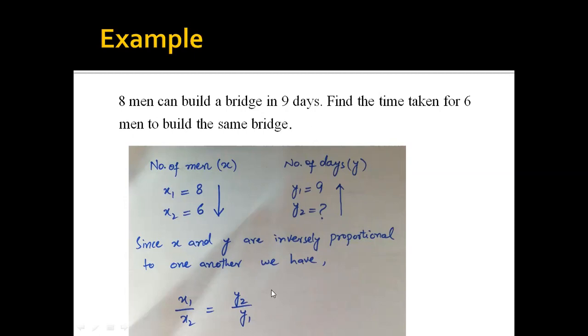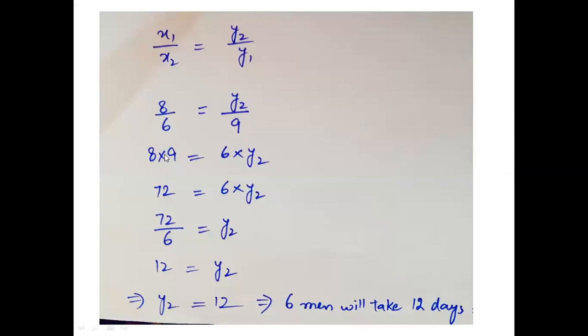y1 in this equation. So we have 8/6 = y2/9. Now by cross multiplication we have 8 multiplied by 9 is equal to y2 multiplied by 6. Now 9 8s are 72. 6 times y2 is on the right hand side, 6 is multiplying on the right side, on the left side it will divide. So 72 divided by 6 is equal to y2. y2 is equal to 12. It means that 6 men will take 12 days.